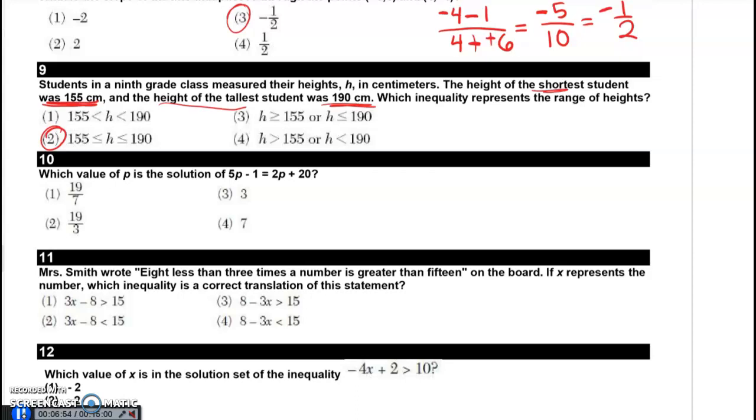For number 10, we're just solving that equation. So we can subtract 2p from both sides here. I probably should have done that over here. So 3p minus 1 equals 20. Add 1 and get 3p equals 21. So we're going to get p is equal to 7.